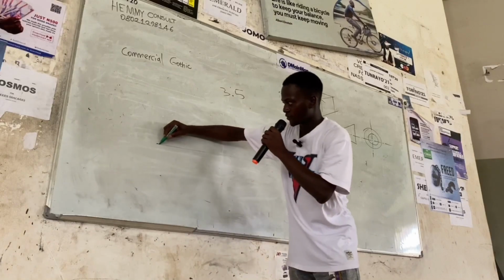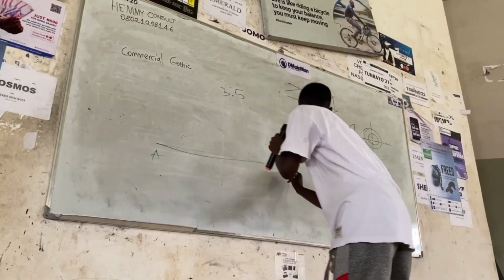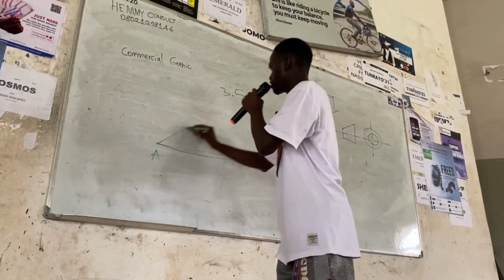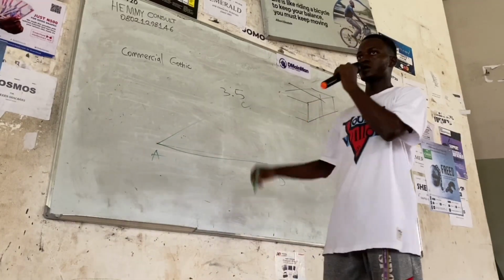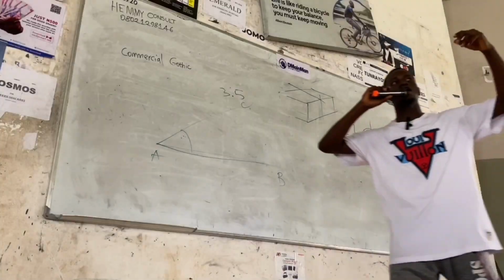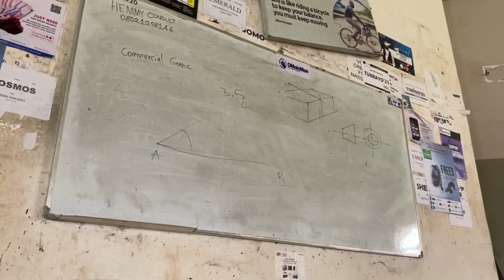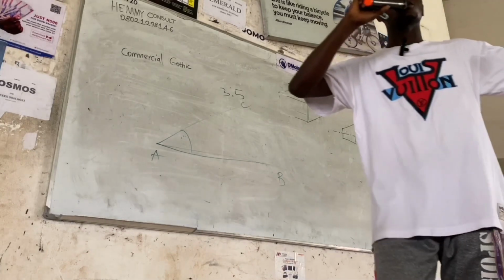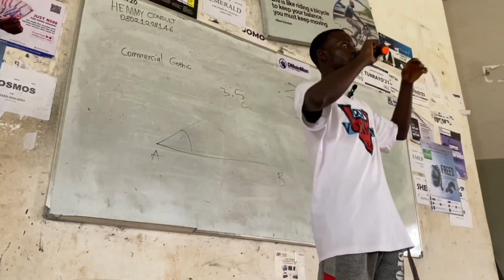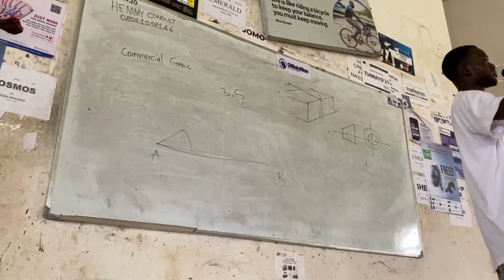Let's assume you have line AB and AC. You were asked to bisect this angle. You may be given angle 60, you may be given angle 30. No worry, I will teach you how to construct angles. I'll post it on my YouTube channel: how to construct your angle 30, your angle 60, your angle 45.